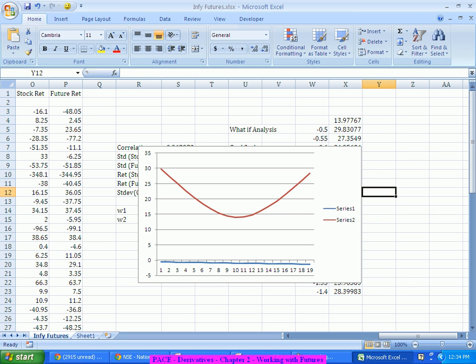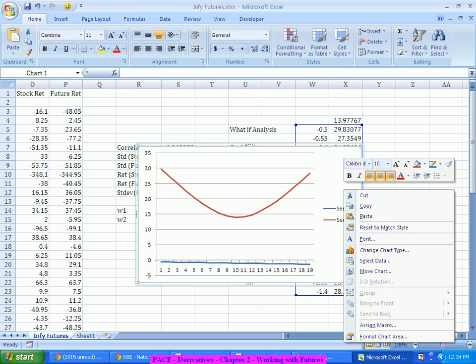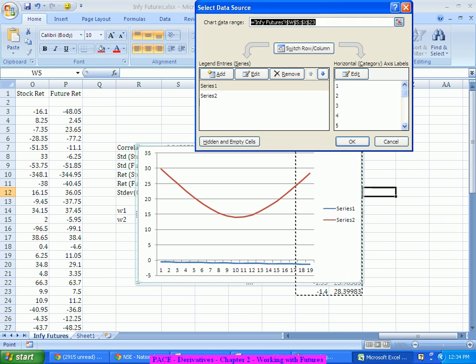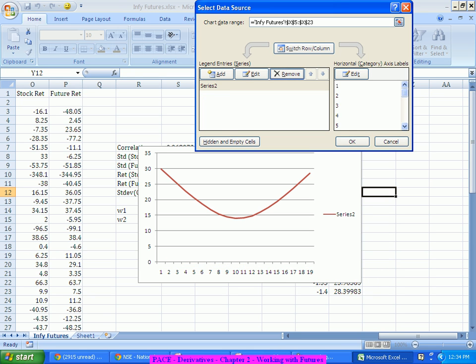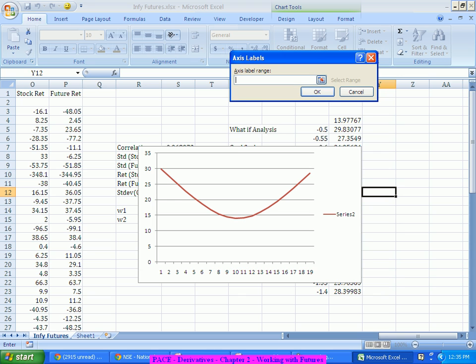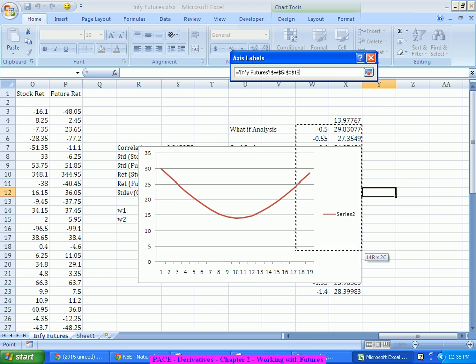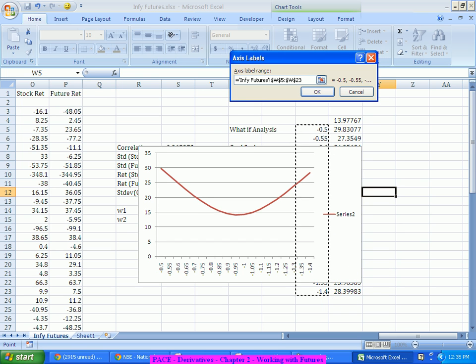I remove the series 1, that's it. I'll not do anything more. And in the horizontal axis here, I'll simply do an editing. Edit here, instead of 1, 2, 3, I'll just point it to these numbers, minus 0.5 to minus 1.4, so that I'll get my axis much better. Instead of 1, 2, 3, 4 on the axis, I'll get these numbers on the horizontal axis.